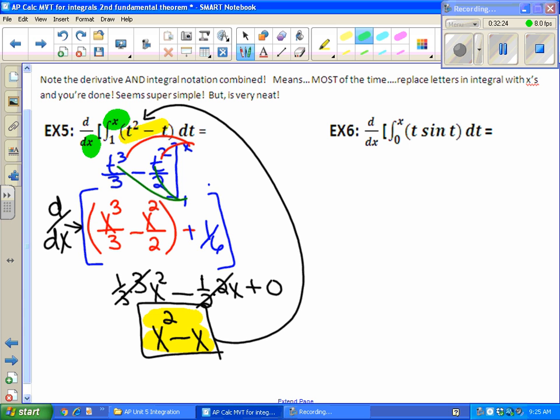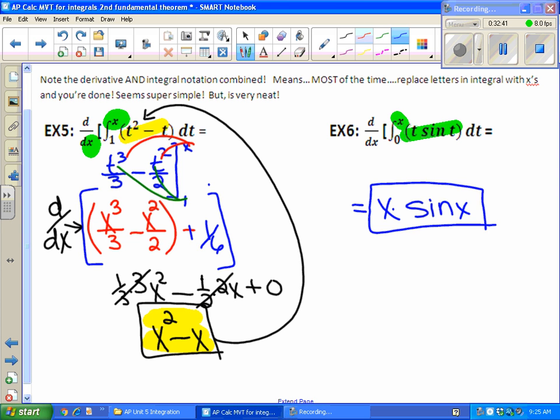Without doing the integral and then the derivative, without having to go through that, here's t sine t and I have an x up here. What do you think I might end up with? X sine x. Guess what? That's it. Does it matter what the box one is? Usually it's always 0, but no.